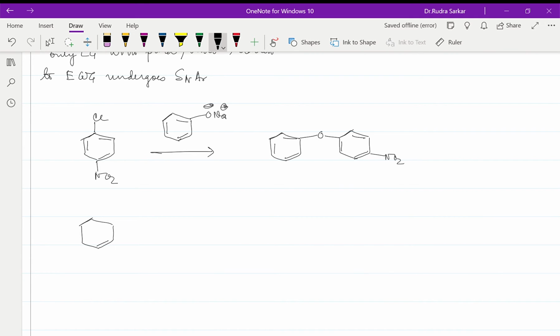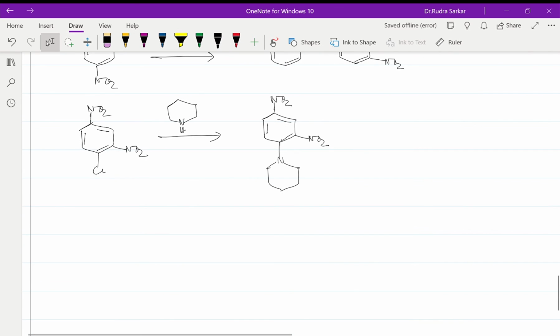One more we can consider here too, if we are using piperidine, then the Cl will be replaced by the nitrogen of the piperidine being a strong base, and the target molecule that will be formed will have the following structure. So these are some nucleophilic aromatic substitution examples.